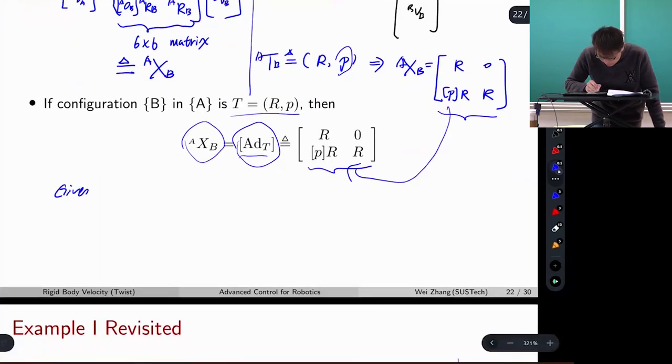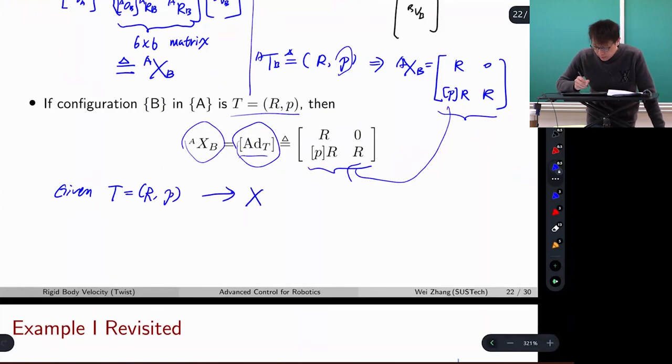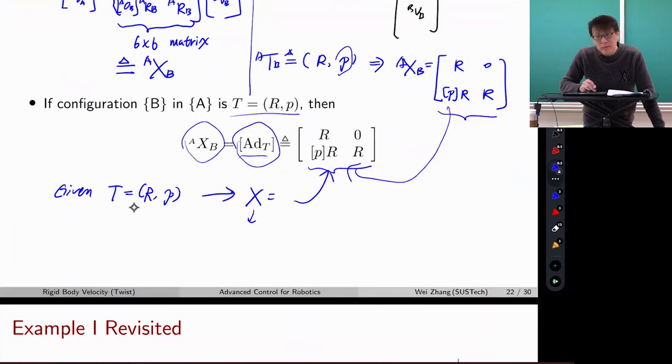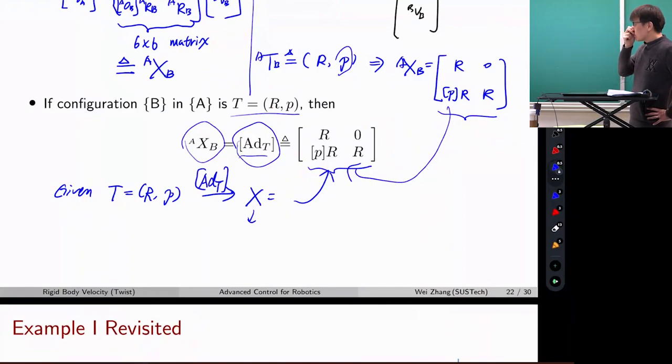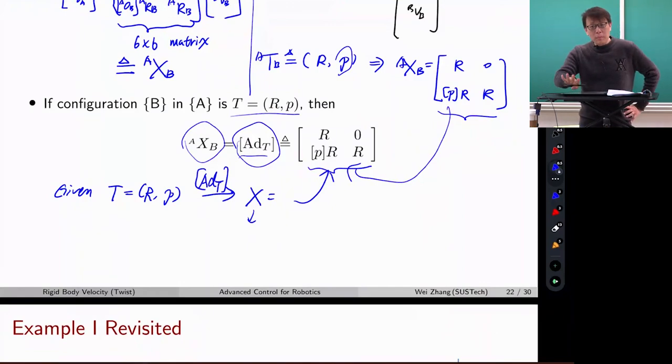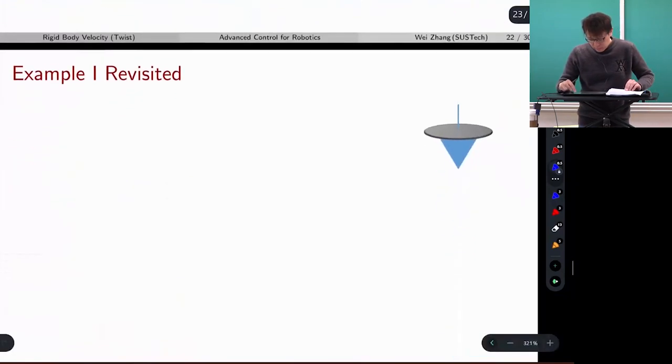Okay, so think about this. Given a homogeneous transformation, R and P, we can automatically construct an X of this form. And this X is almost like a mapping. This is the input, this is the output. And this is constructed by the so-called adjoint operator applied to T. You don't need to worry about adjoint here. Just think about change of coordinate.